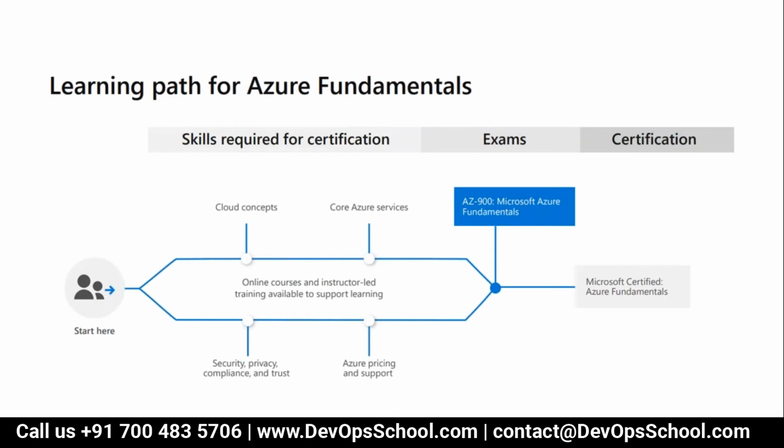Now how we are going to start, and what is the learning path? Right now we all are here, and we are going to start here. In the first module we are going to discuss the cloud concepts, then core Azure services. Then we are going to discuss security, privacy, compliance, and trust. And then we are going to discuss the pricing. After completion of these 4 modules, we are going to give the Azure exam, and after passing, we will get the certificate. This is the learning path.